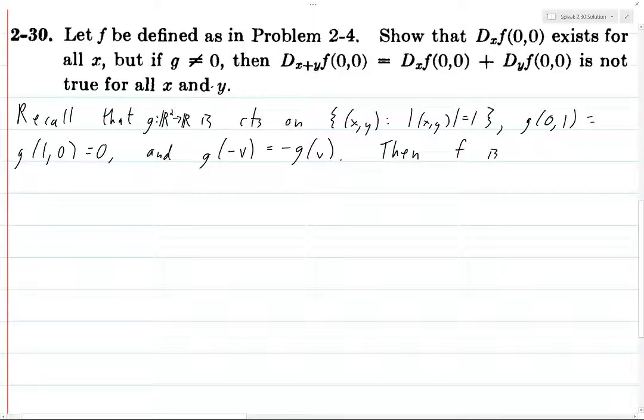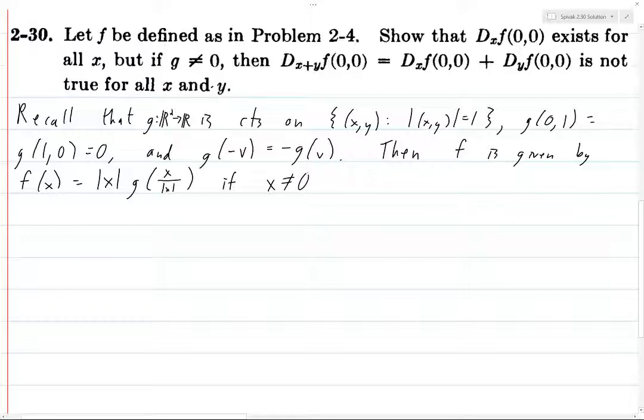Then f is given by f of x equals norm of x times g of x over the norm of x, if x is not equal to 0, where of course x is a vector, and f of the vector 0 is 0. So f goes from R2 to R as well.